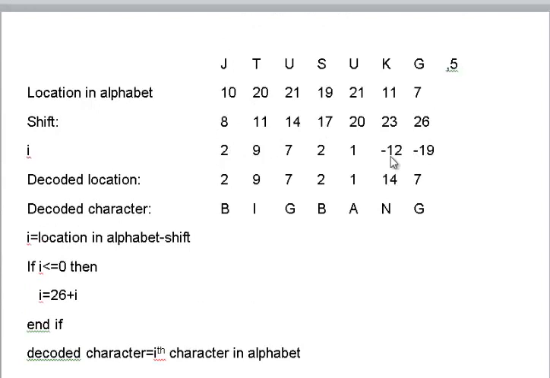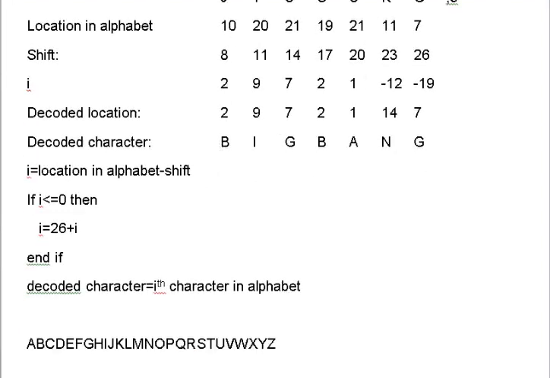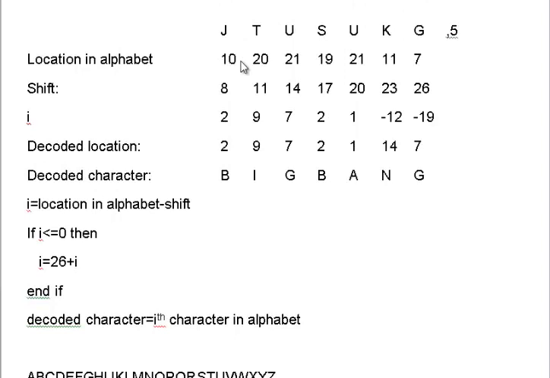Now the next example, if the input to our app is JTUSUKG and the key is 5, then we are going to do the same thing. We are going to find the location of every one of these characters in our alphabet here. J is going to be 10. T is going to be 20, and so forth for all of them.